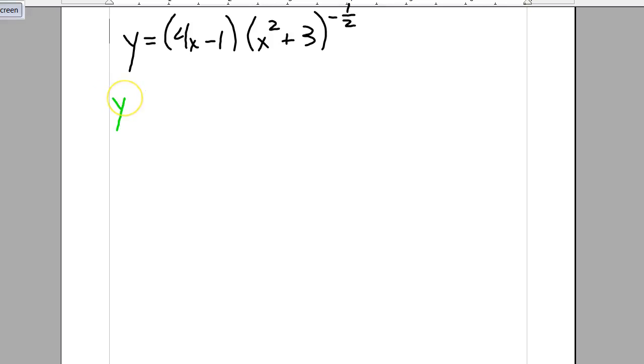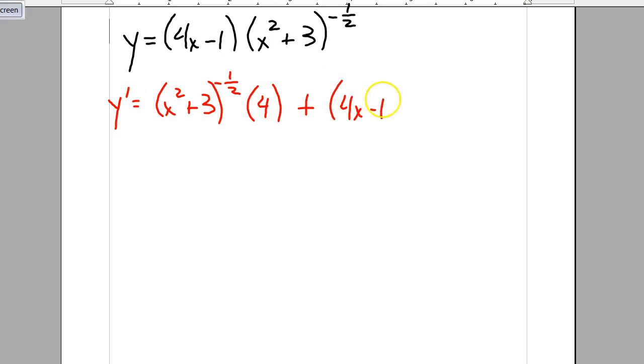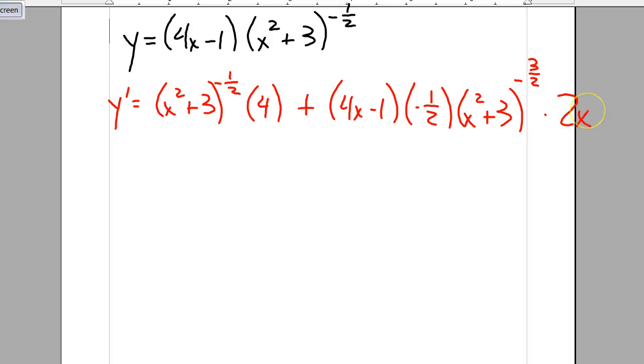All right, so your derivative: the second thing times the derivative of the first thing, which is just 4. It's really nice at this point because we have all those chain rules. Plus the first thing times the derivative of the second thing. So negative 1/2. Leave the little guy alone. Reduce the power by 1, which makes it negative 3/2, and then times the derivative of the inside, so don't forget that 2x.